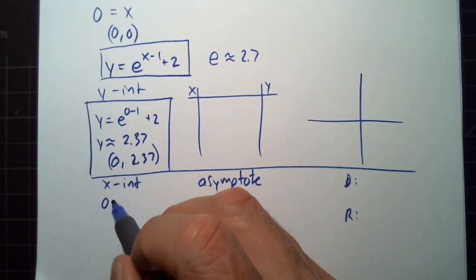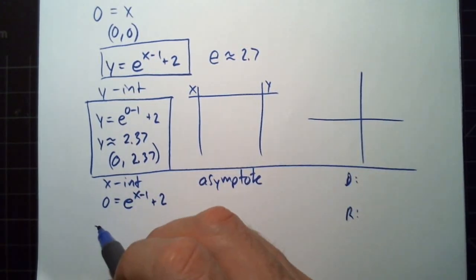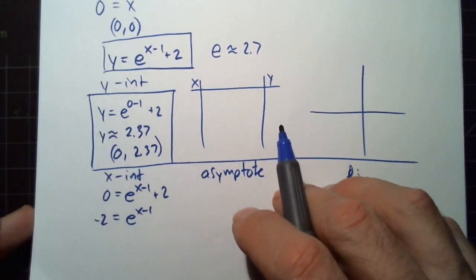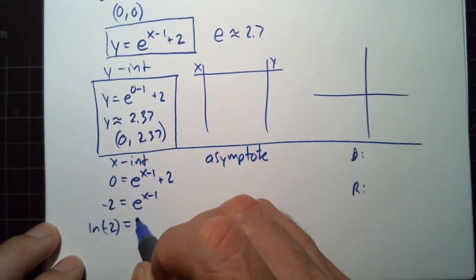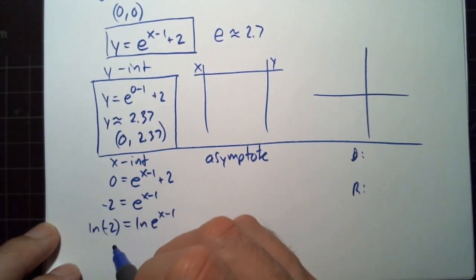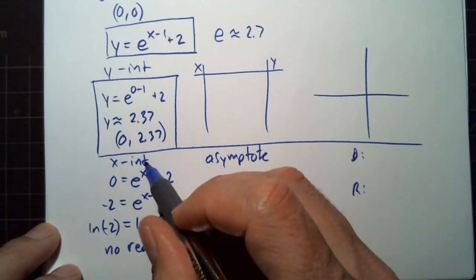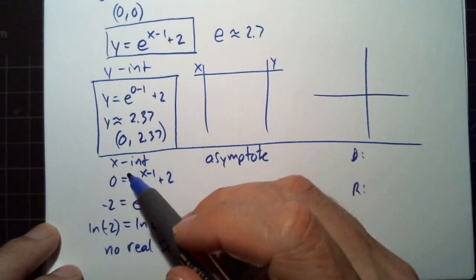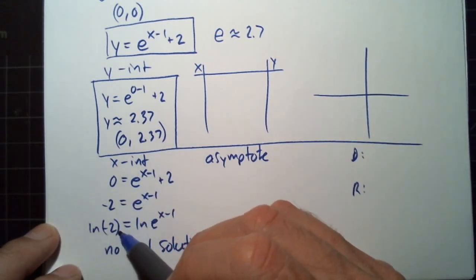The x-intercept is when the y equals 0. So we'd have negative 2, and the inverse of e to the x is natural log of x. So we're going to do natural log of both sides. This is imaginary. No real solution for the x-intercept, so we have no x-intercept. And earlier we saw a log of 0. Log of 0 is undefined, but log of a negative is imaginary.